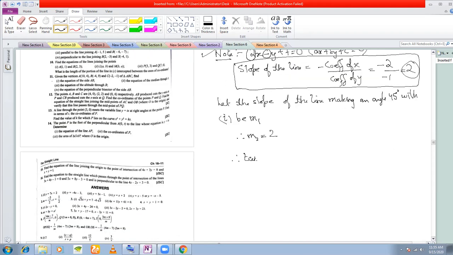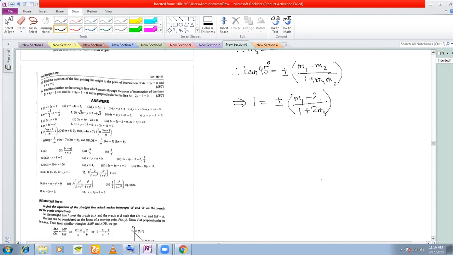So therefore, tan 45 degrees must be equal to plus or minus (m1 minus m2) by (1 plus m1 m2). Okay. Tan 45 is 1, which is equal to plus or minus (m1 minus 2) divided by (1 plus twice m1), since m2 is given as 2. Okay. Now this will give me two values of m1.